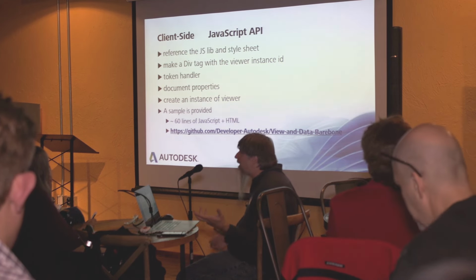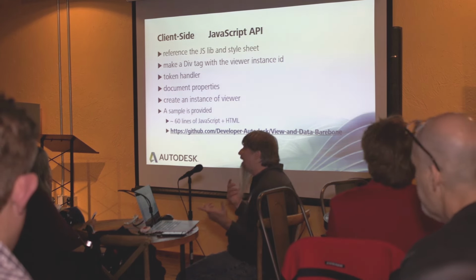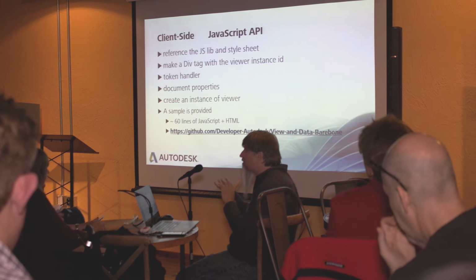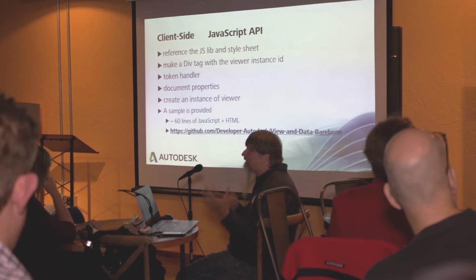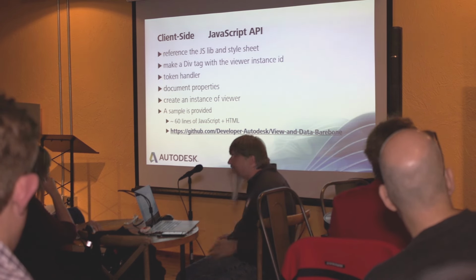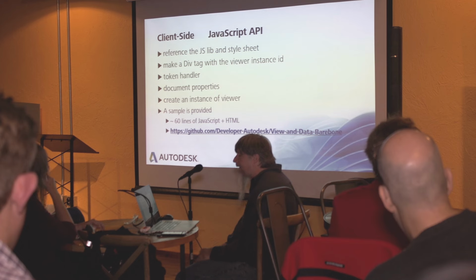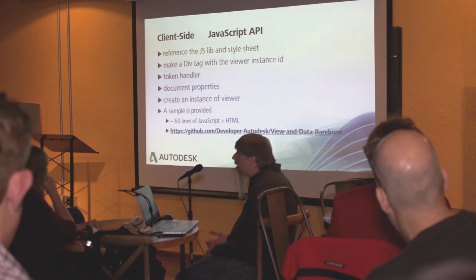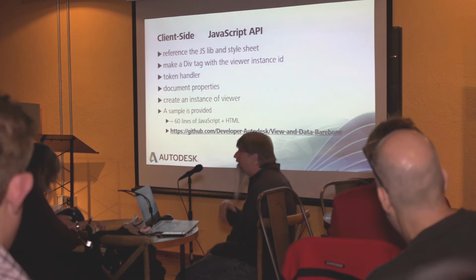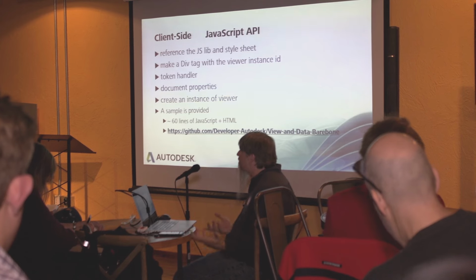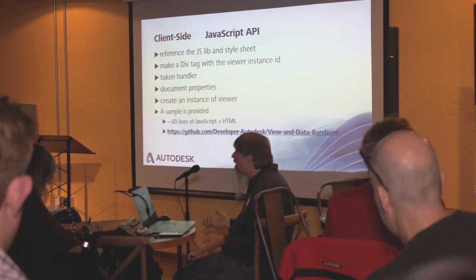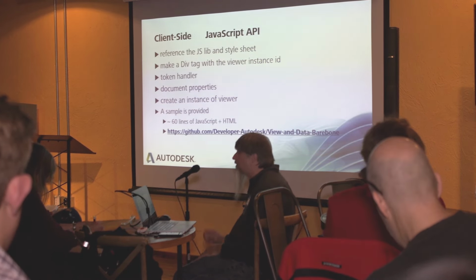And then we have a token handler, which has to do with the cloud service, that you have to get refreshed during the session. That's just to keep people from running a session for an infinite amount of time. There are document properties that you would need to load, which you can then access from the viewable. And then you create an instance of the viewer. And again, you saw that about 60 lines of code is the minimum to get that viewer working in your client.